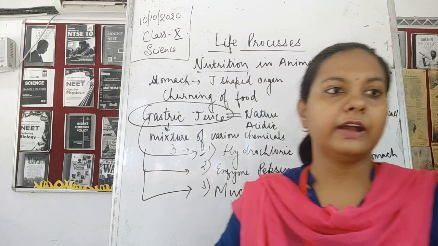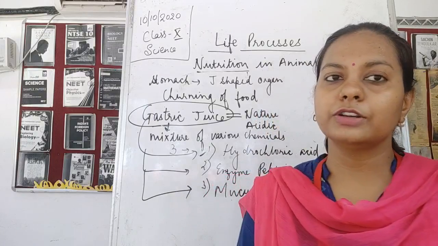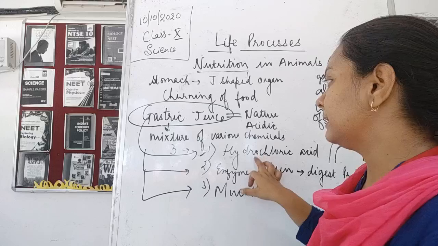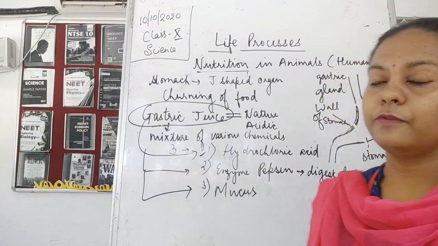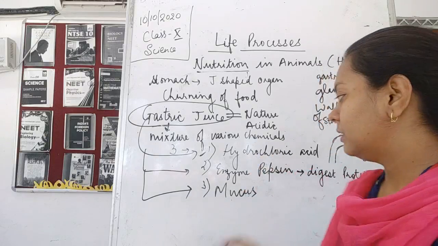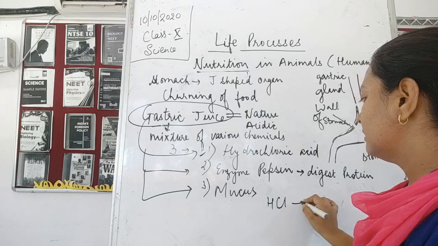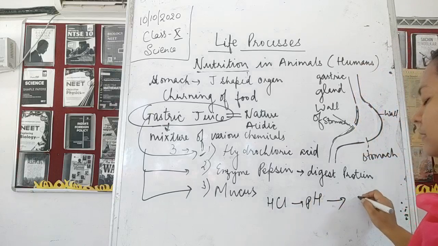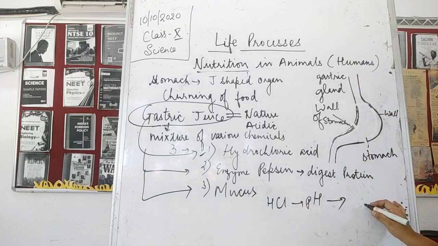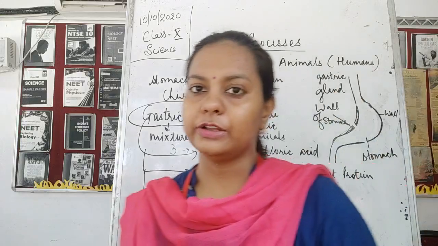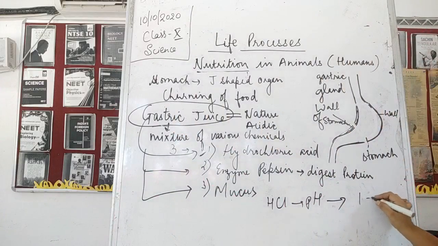Now what is the function of hydrochloric acid? The function of hydrochloric acid is to kill the bacteria which are present in the food, because the pH of this acid is highly acidic in nature. So what is the pH of hydrochloric acid? The pH of hydrochloric acid is highly acidic, that is 1 to 2.